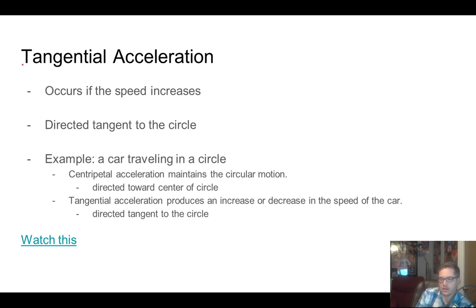And then the last one here, this next idea of acceleration, is the tangential acceleration. And this is the acceleration that's directed tangent to the circle. So remember, our centripetal acceleration was pointed inwards. Our tangential acceleration is the one that's pointing outwards.